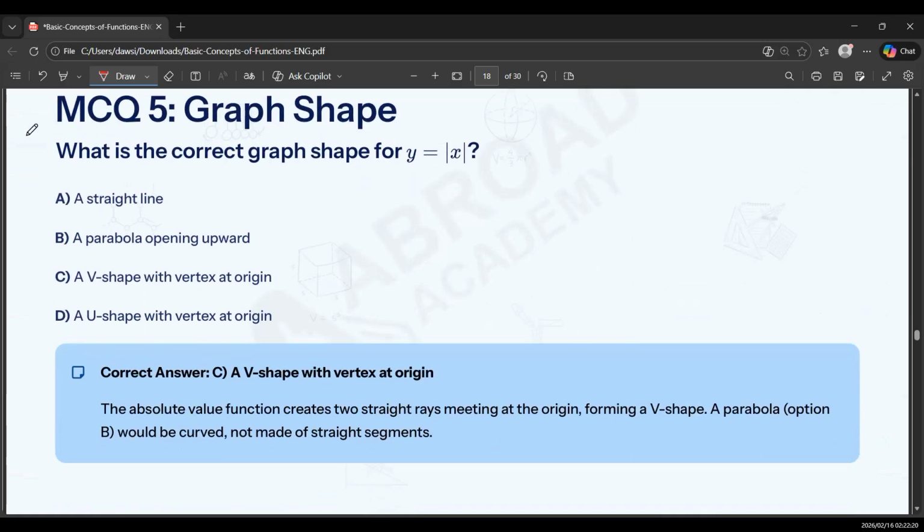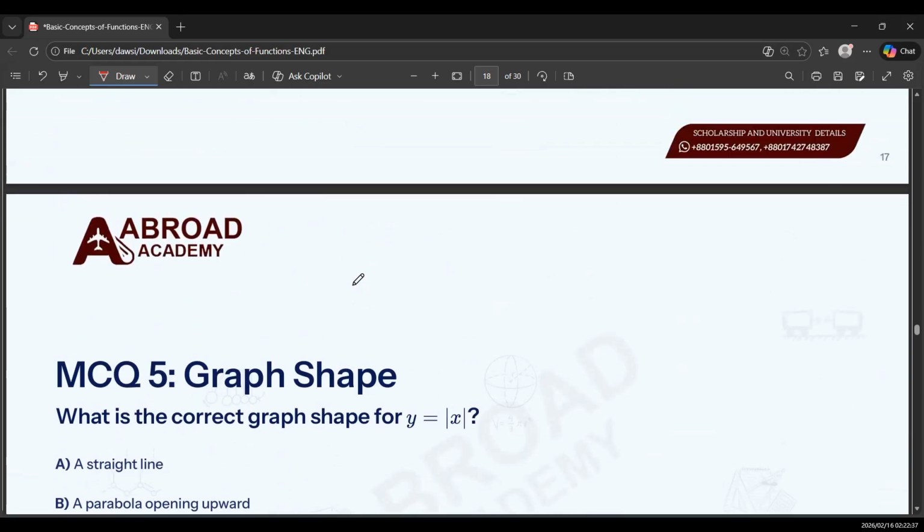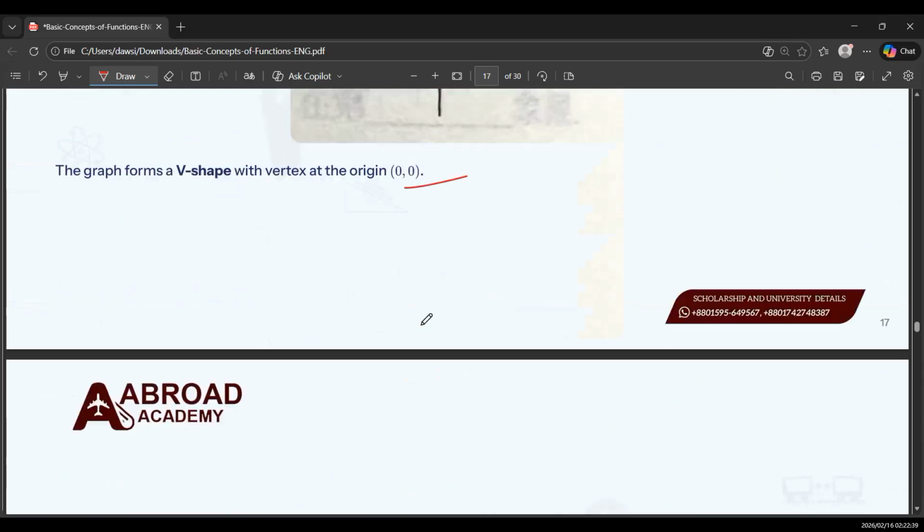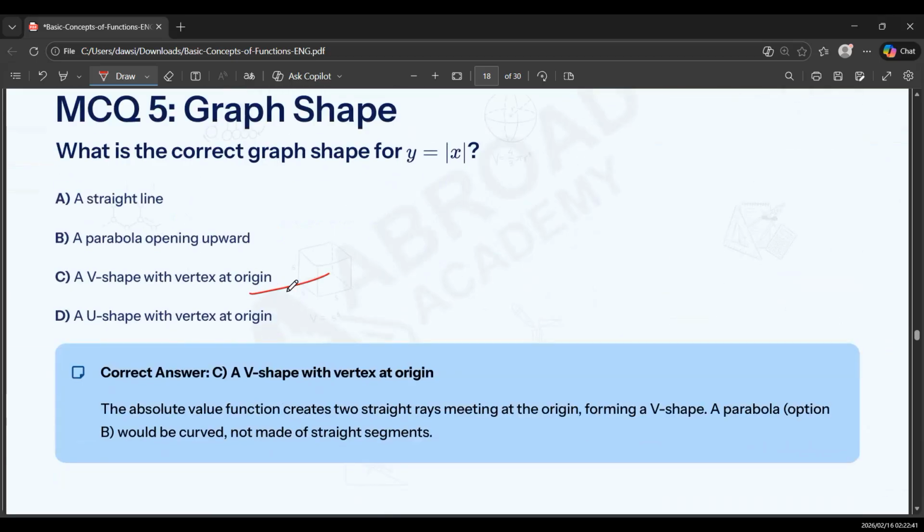Graph shape. What is the correct graph shape for y equals absolute value of x? Straight line, parabola opening upward, or a V shape with vertex at origin. Yeah, this one, right? And we saw it before. It's a V shape with vertex at origin.